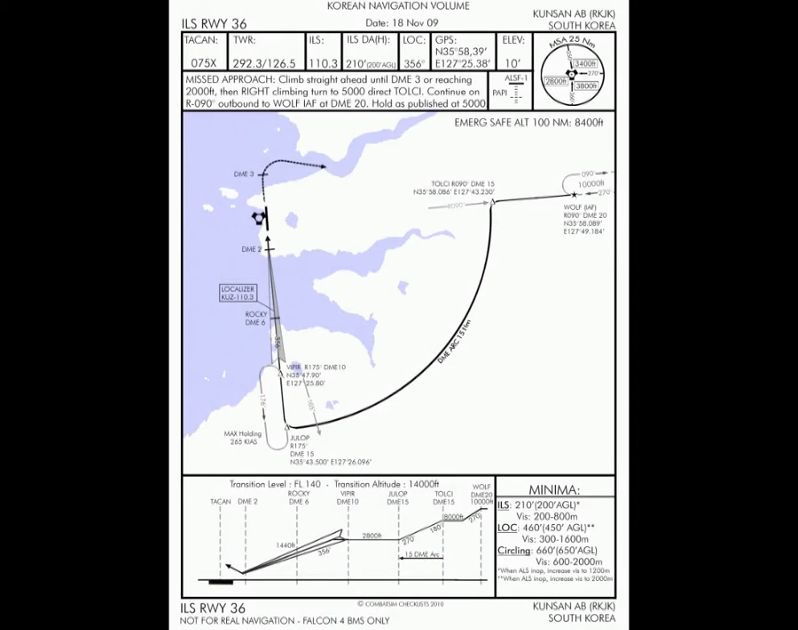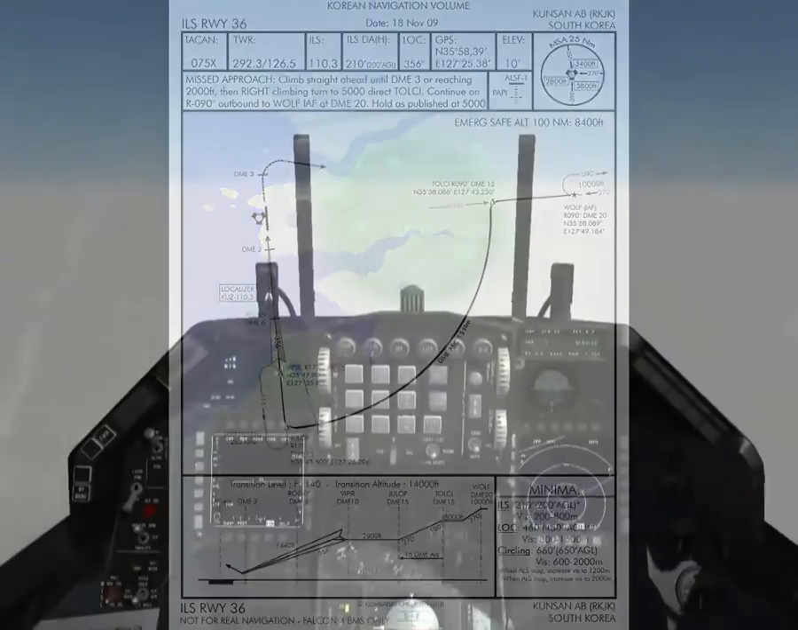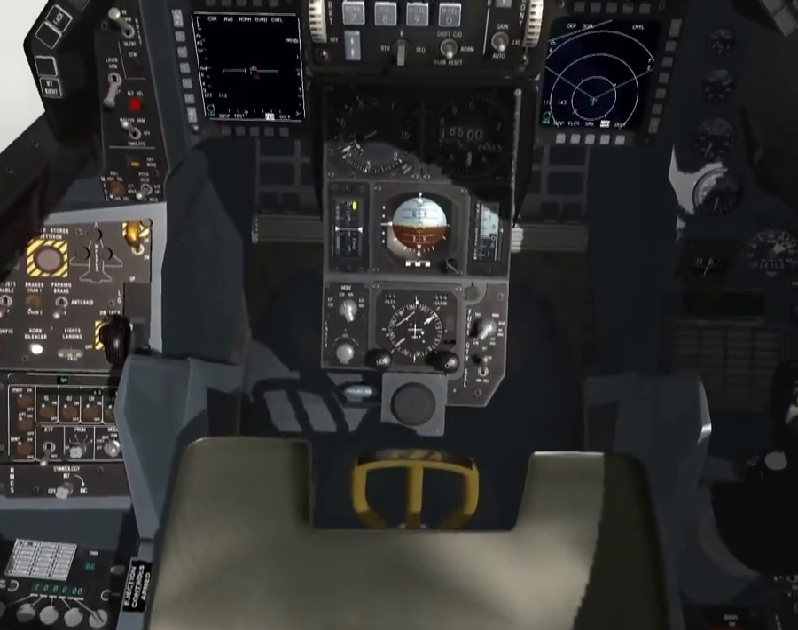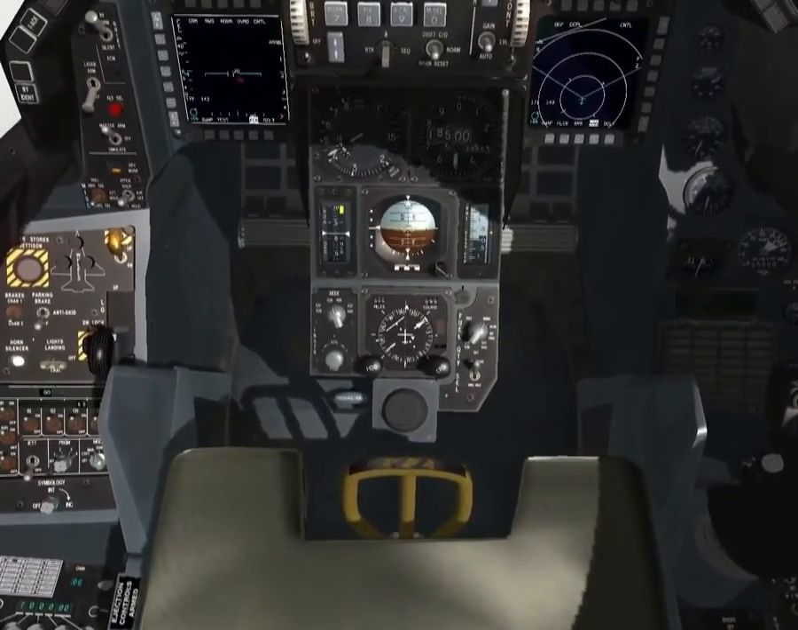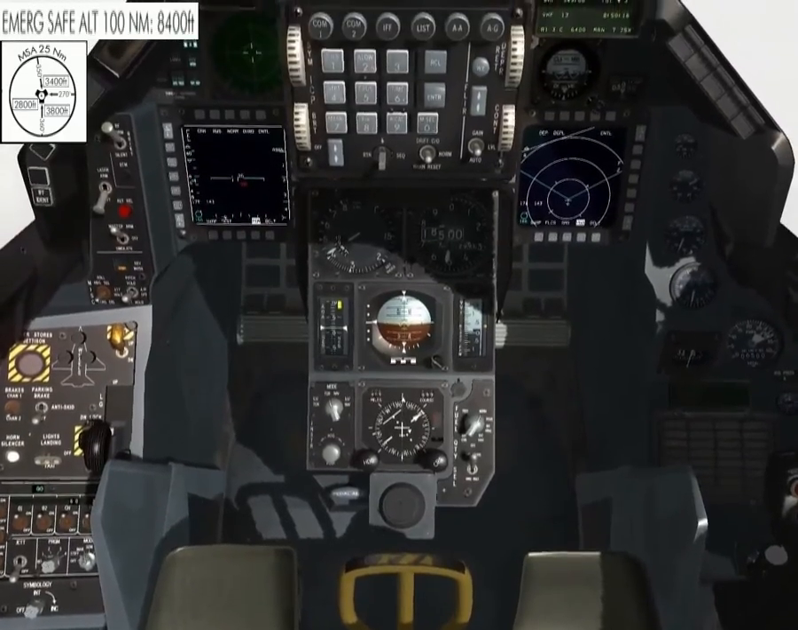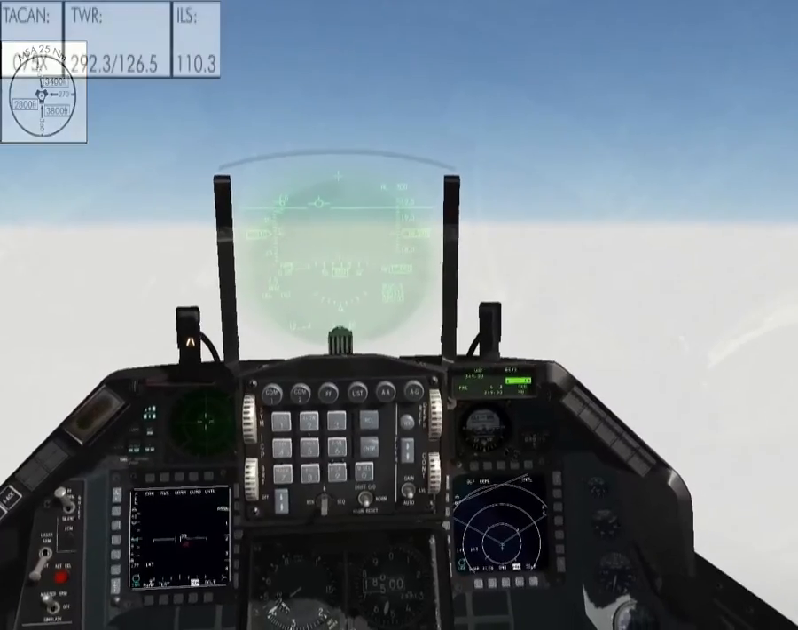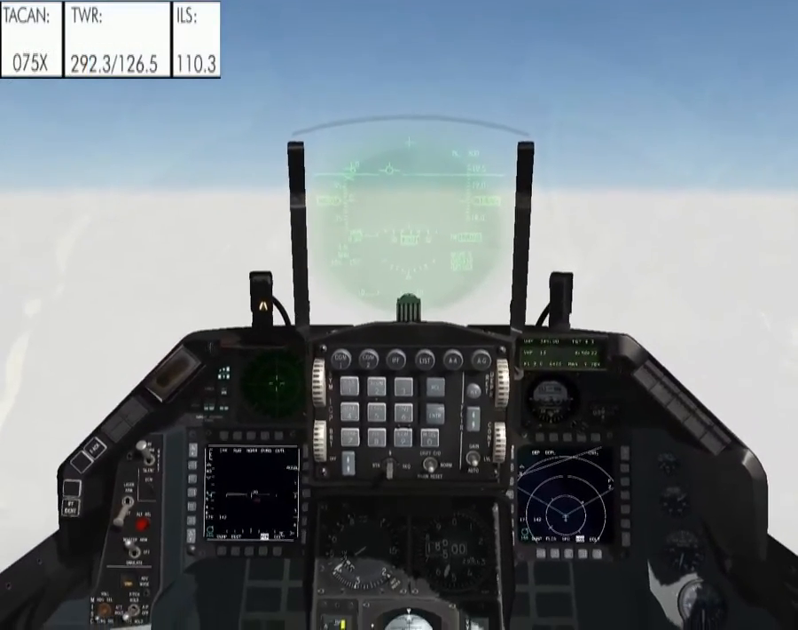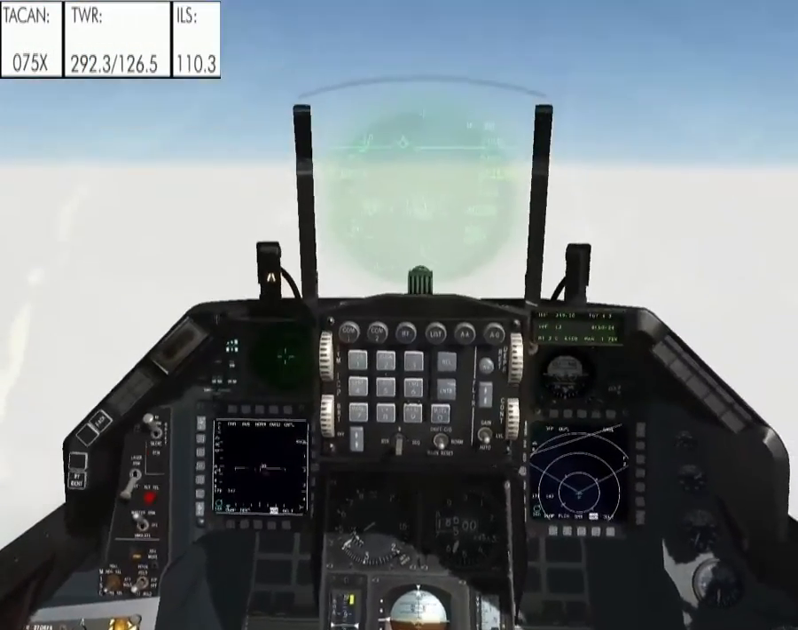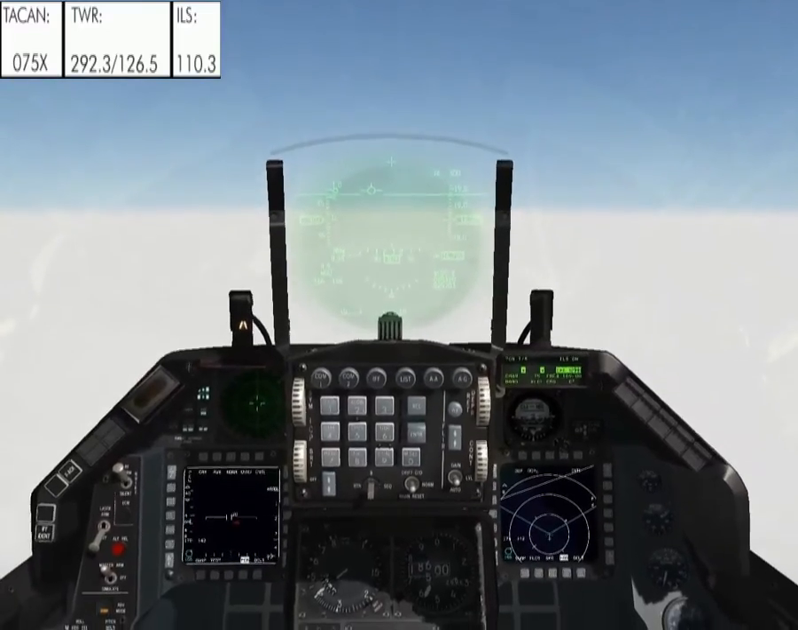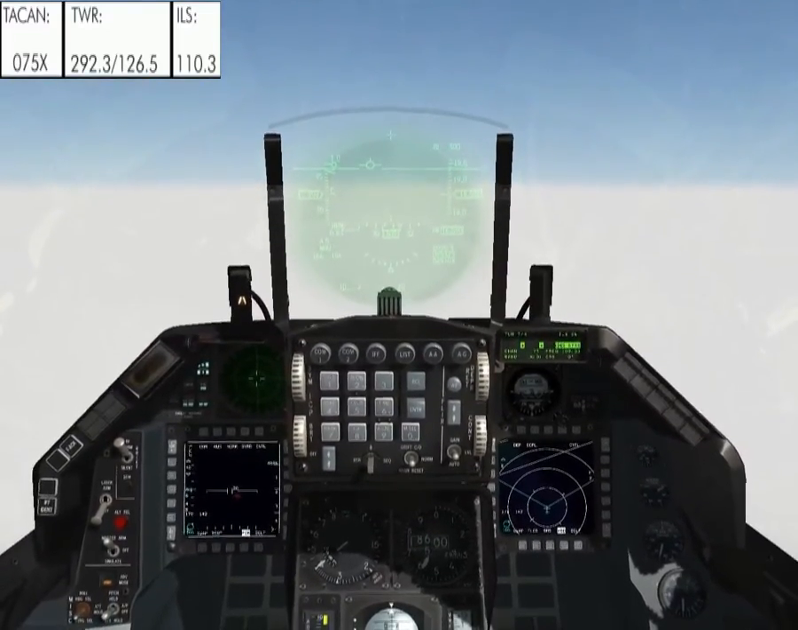Gentlemen, today we will land on Kunsan Airbase runway 36 ILS procedure following a Redox chart for this. Our position is now southeast of Kunsan, and after we check that we are safe and high above minimum safe altitude, we will set our TACAN channel, tower and ILS frequency because later we will be heads down all the way.